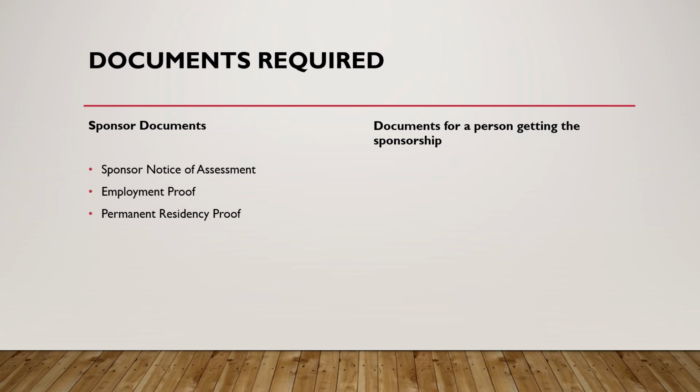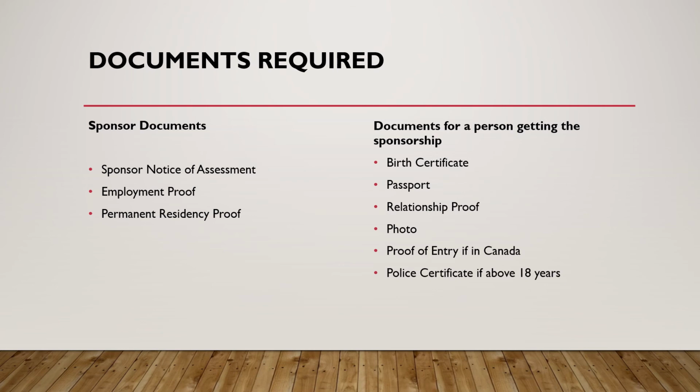And next category, I'm going to talk about the documents the person who's getting the sponsorship will need to provide. He or she needs a birth certificate, passport, relationship proof, photo, proof of entry if already living in Canada in the form of a work permit or any kind of visa, police certificate if above 18 years, and biometrics. And please remember, these are really important. And in case you're missing something, you need to make sure you write an explanation on a blank paper so that they understand why that particular information is missing.